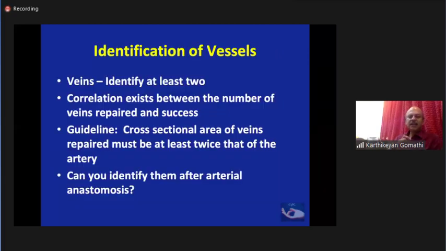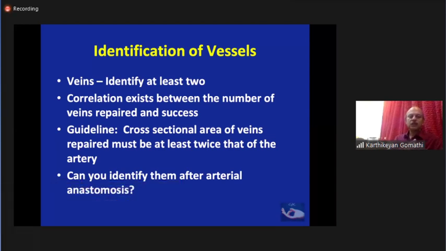Now, identification of the vessels, the veins, we need to identify at least two veins. The correlation exists between the number of veins repaired and the success. The guideline is the cross-sectional area of veins that are repaired must be twice that of the artery. That's the basic guideline. And if the artery is big, the more number of veins you must do the anastomosis if the veins are small.